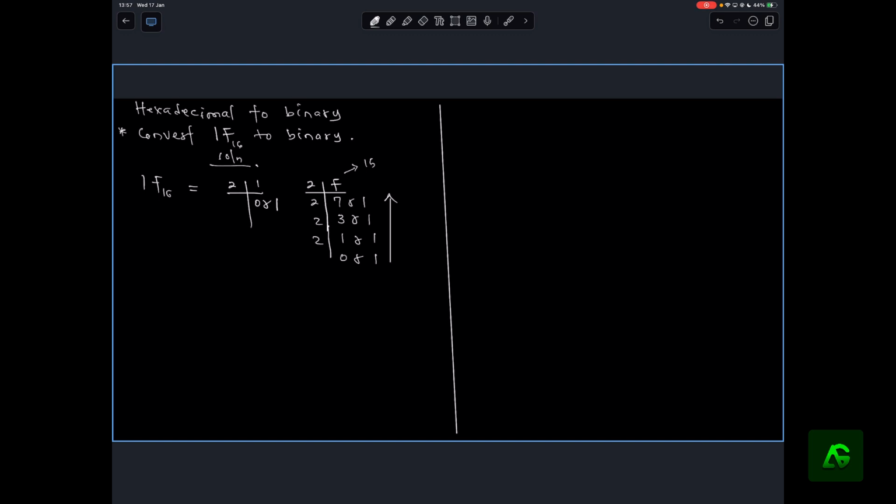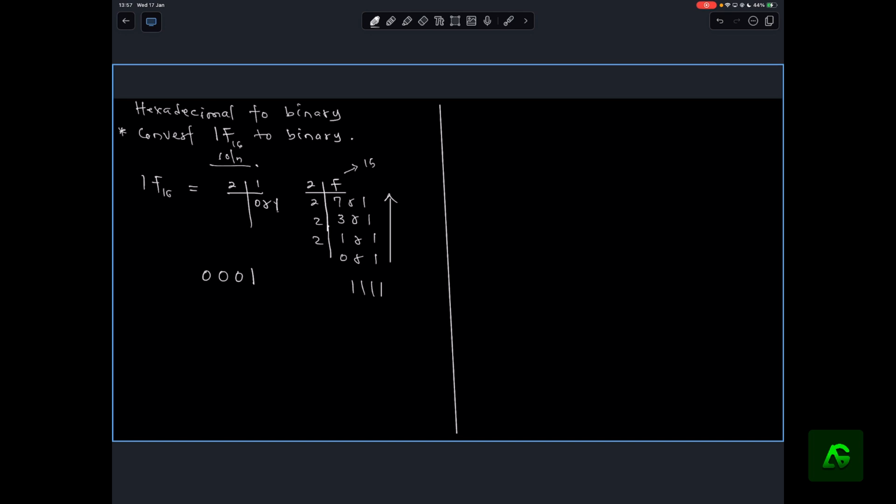For this one, we have 1. For this, we have 1, 1, 1, 1. But the answer should be 4 bits for each of them. So what will be the equivalent of this one here? We'll add 3 zeros to the left of that one. This one is already 4 bits.